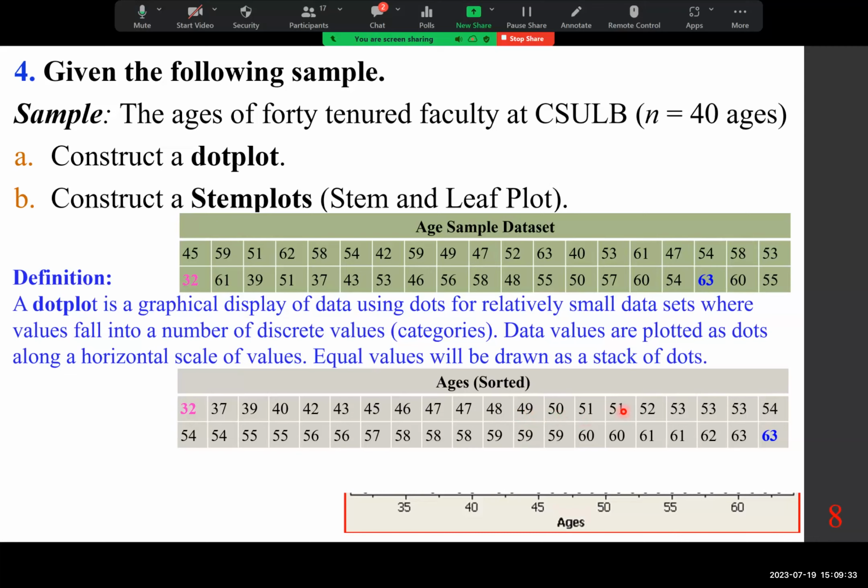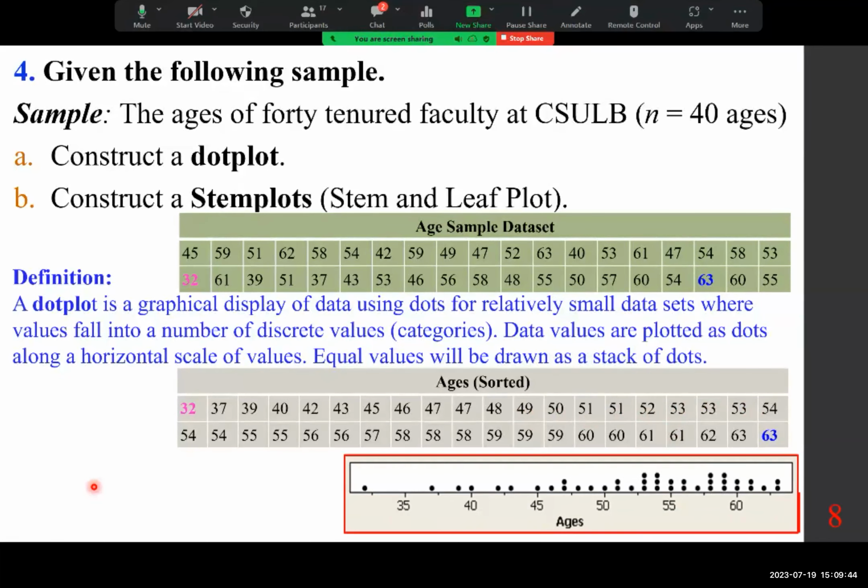51, again, we put 2 dots. 52, we put 1. And then 53, somewhere here, we put 1, 2, 3 dots. So it looks like this. Take a look.